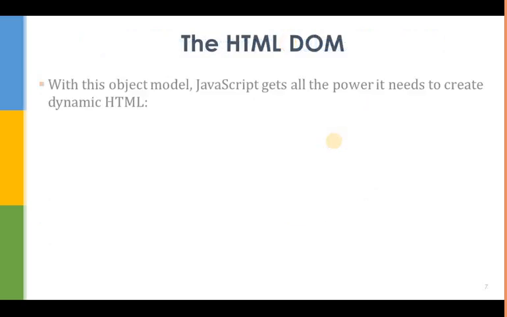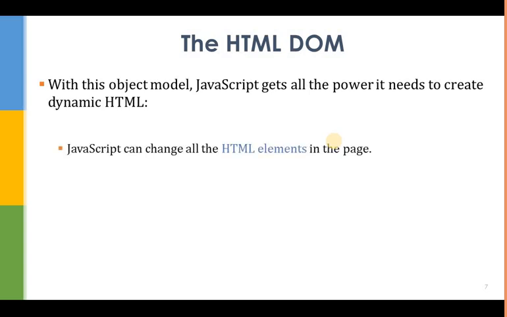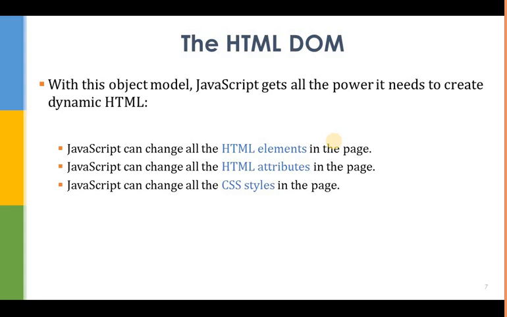Now, the HTML document object model. With this object model, JavaScript gets all the power it needs to create dynamic HTML. JavaScript can change all the HTML elements in the page. It can also change all the attributes in the page, all the CSS styles in the page, and it can react to all the events in the page.